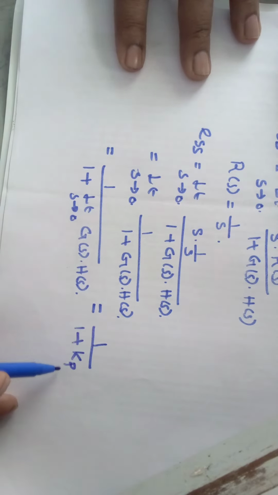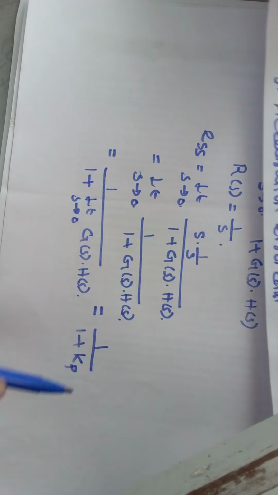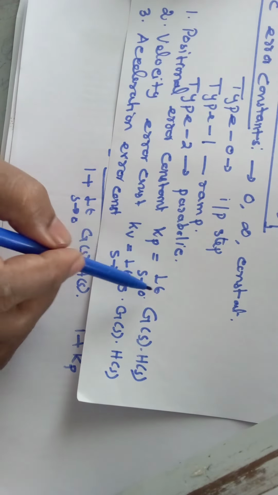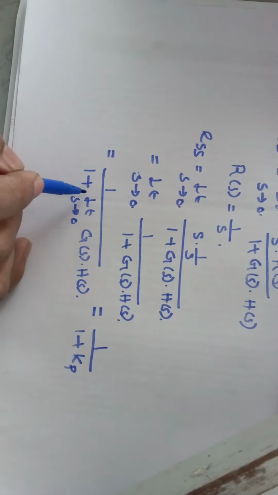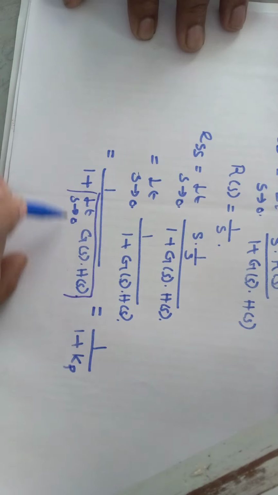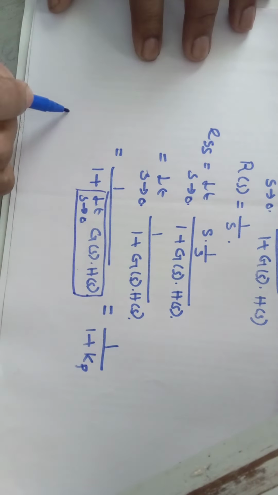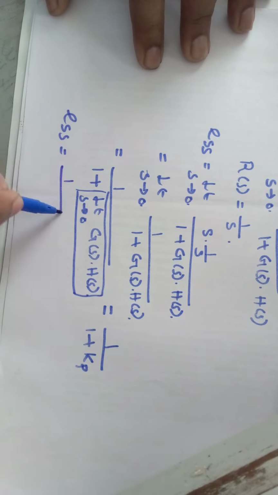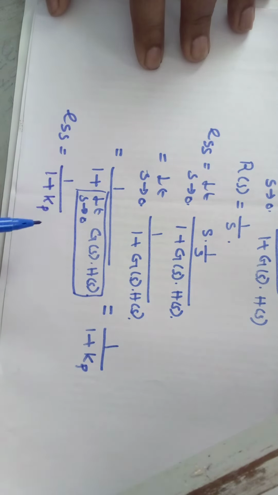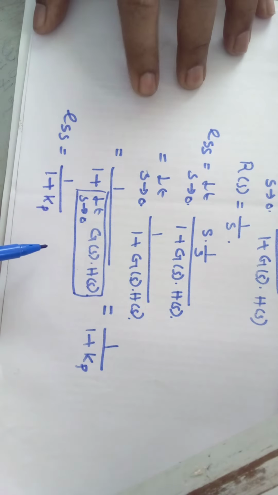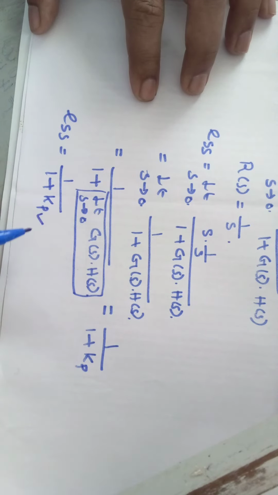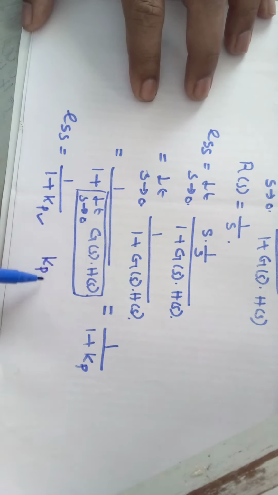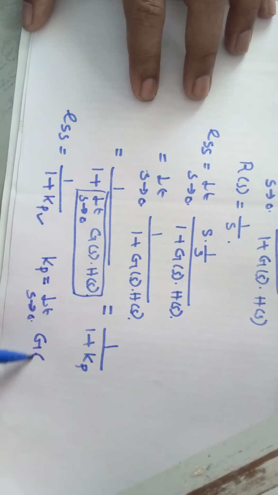This is nothing but your Kp. Already we have defined the static error constant Kp as limit s tends to 0 of G(s) into H(s). Therefore we can write ESS is equal to 1 by 1 plus Kp, where Kp is the positional error constant, and your Kp is nothing but limit s tends to 0 of G(s) into H(s).